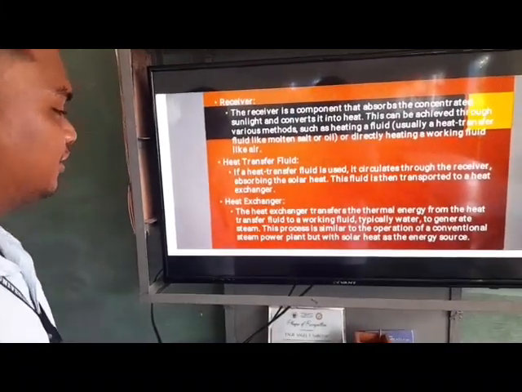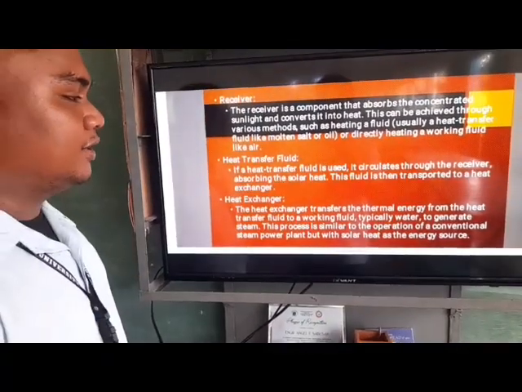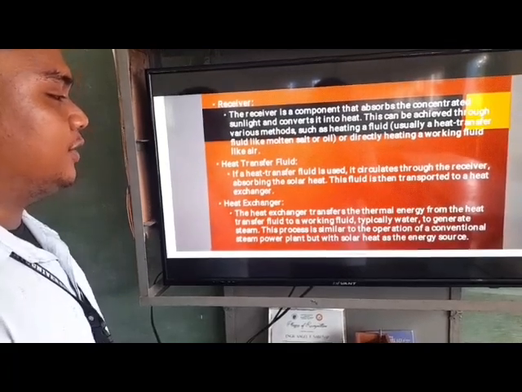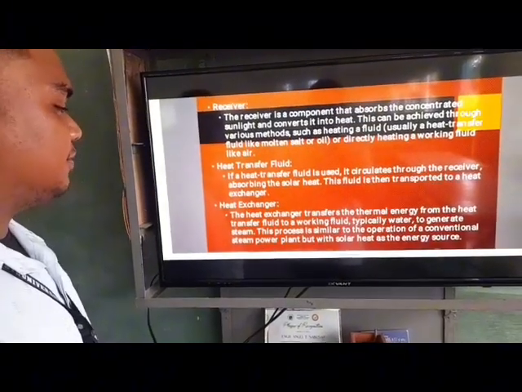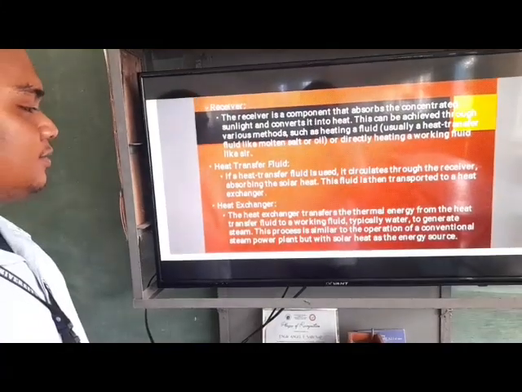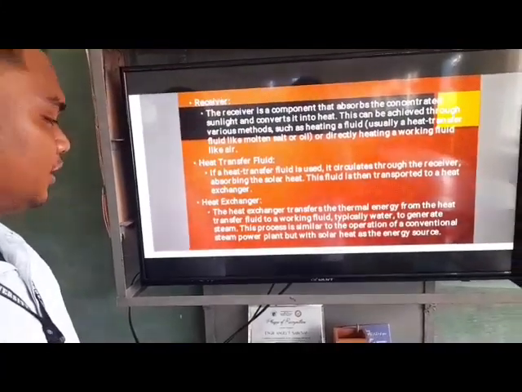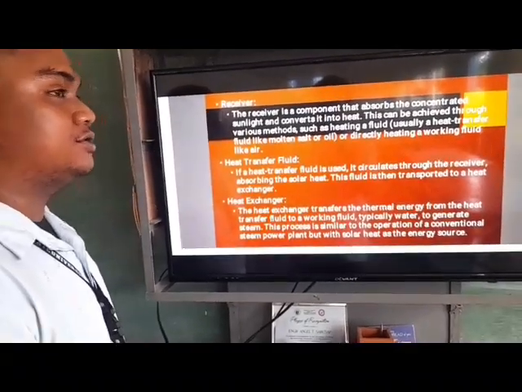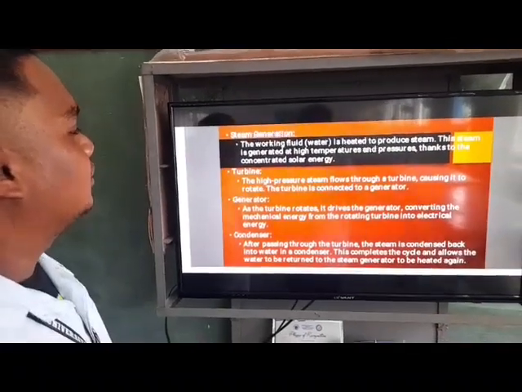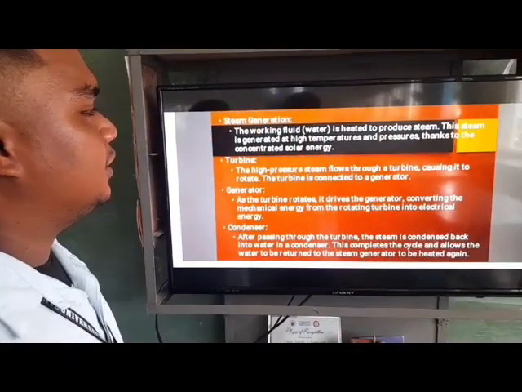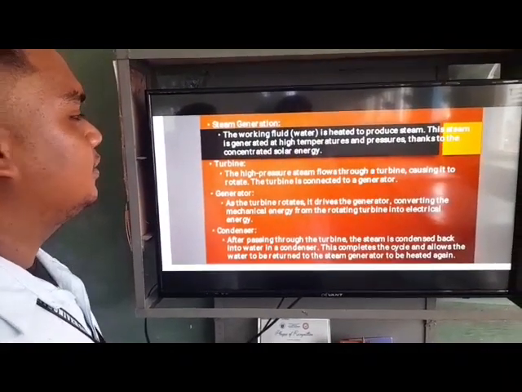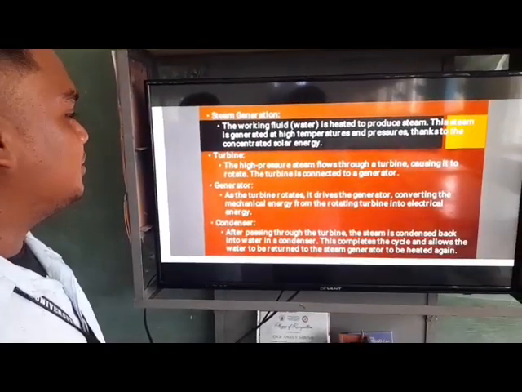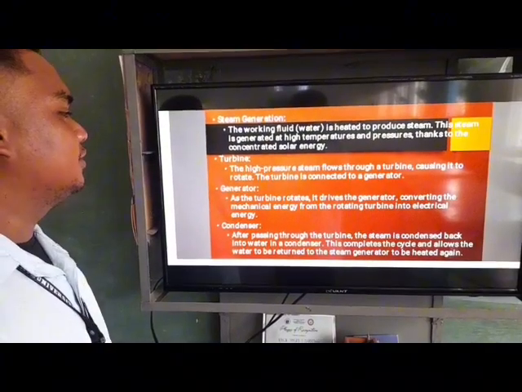Heat exchanger. The heat exchanger transfers the thermal energy from the heat transfer fluid to a working fluid, typically water, to generate steam. This process is similar to the operation of a conventional steam power plant but with solar heat as the energy source. Steam generation. The working fluid or water is heated to produce steam. This steam is generated at high temperatures and pressures thanks to the concentrated solar energy.